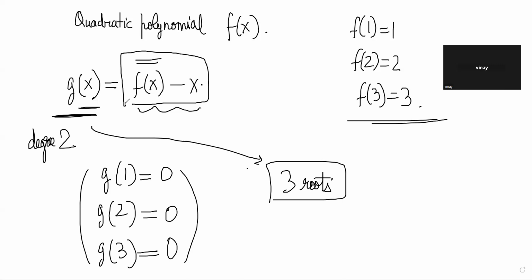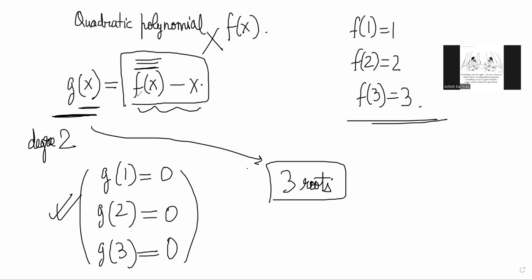Yes, sir. How many roots are coming for our new function here? 3 roots. Is it possible for a quadratic to have 3 roots? No, sir. So that means f of x cannot be a quadratic. Our assumption that f of x is a quadratic is wrong. Do you understand? Okay, sir.